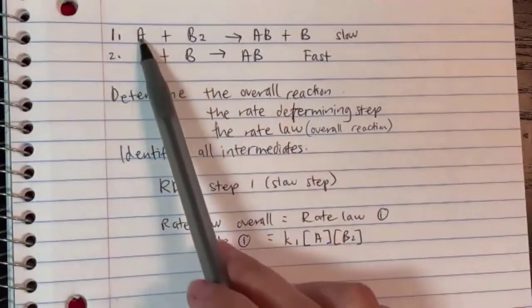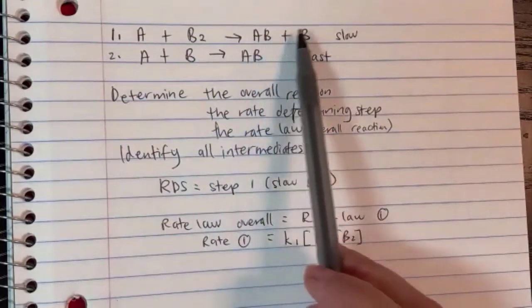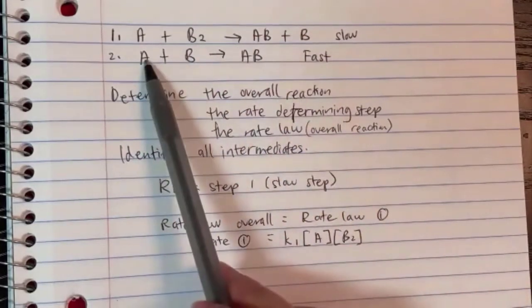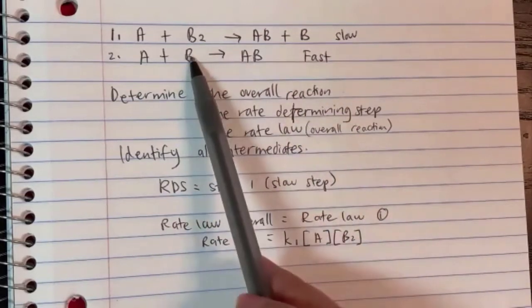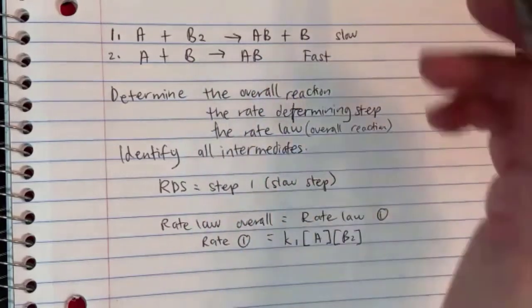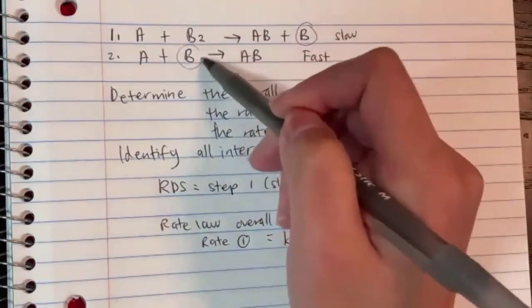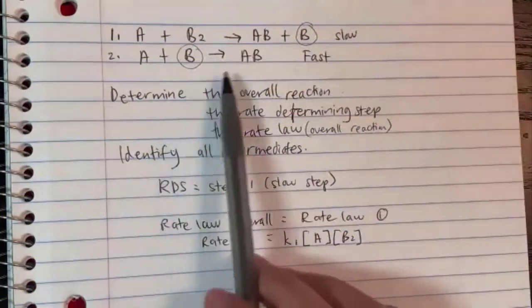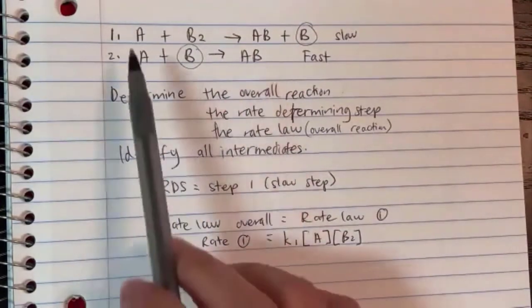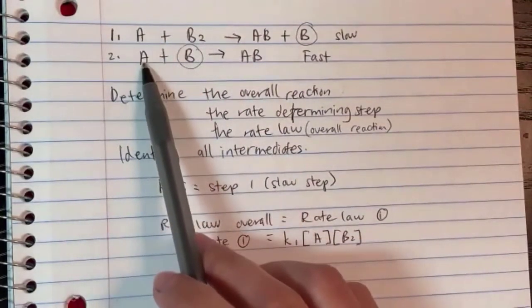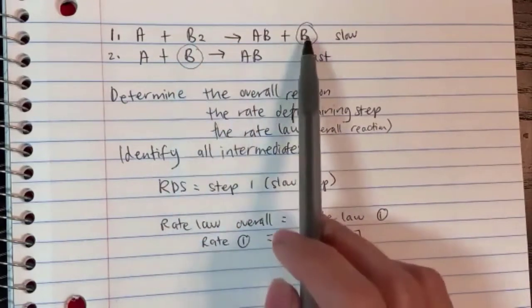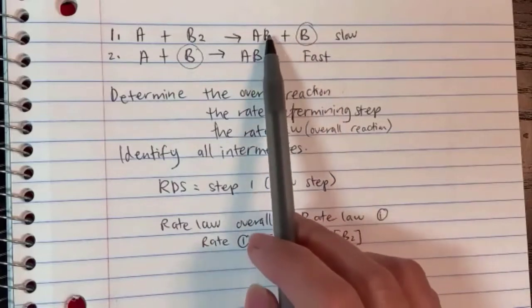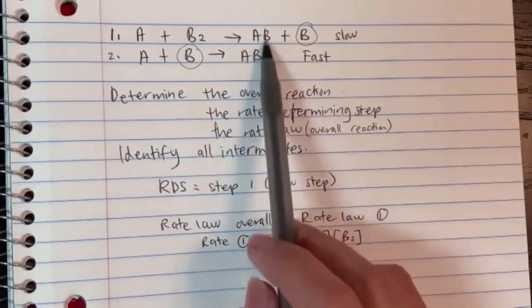So let's see. A plus B2 makes AB and B. And then A plus B. You see how the B was made here? And then the B was used up here. Okay, so it looks like B is my intermediate here. And then you get AB. So I put in 2 A's and I put in a B2. Those are my reactants. I did not put in B. B is an intermediate. And then I got 2 ABs as my product overall.